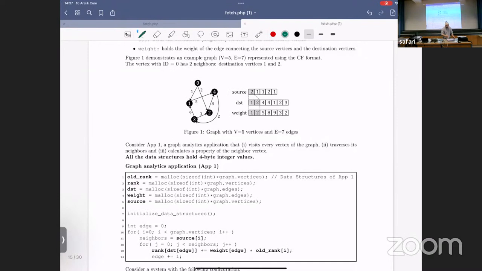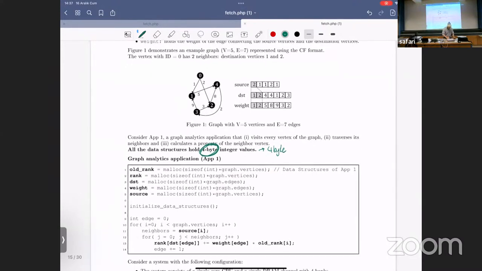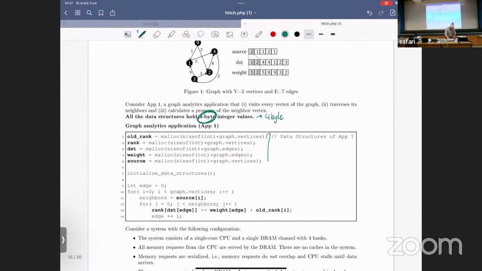So application one essentially is PageRank, okay? One of the most important properties is that every value of the data structure is a 4-byte value, an integer. That's important so that we can do our calculations. So let's dive into application one. First, we have 5 allocations: the old rank, the rank, the destination vertices, the weight, and the source. Different data structures have different sizes. The old rank depends on the number of vertices, the rank on the number of vertices, the destination data structure on the number of edges, the weight data structure on the number of edges, and the source data structure on the number of vertices. So what the application is doing in the beginning is some initializations for the data structures.